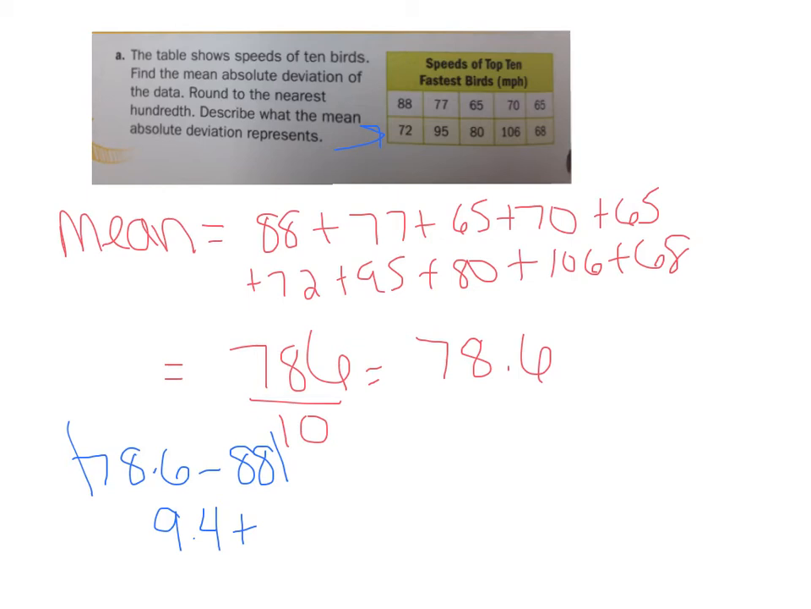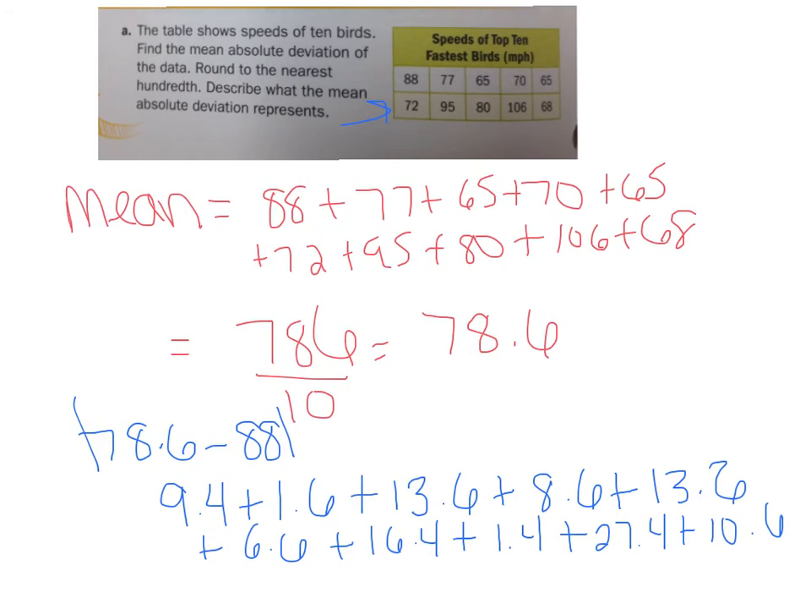So, 77 minus 78.6, and etc. all the way through. Those are the numbers I get when I continue to take 78.6 minus each of the numbers above. Remember, they must all be positive. The next step is to add all of those numbers together, all the numbers in blue.